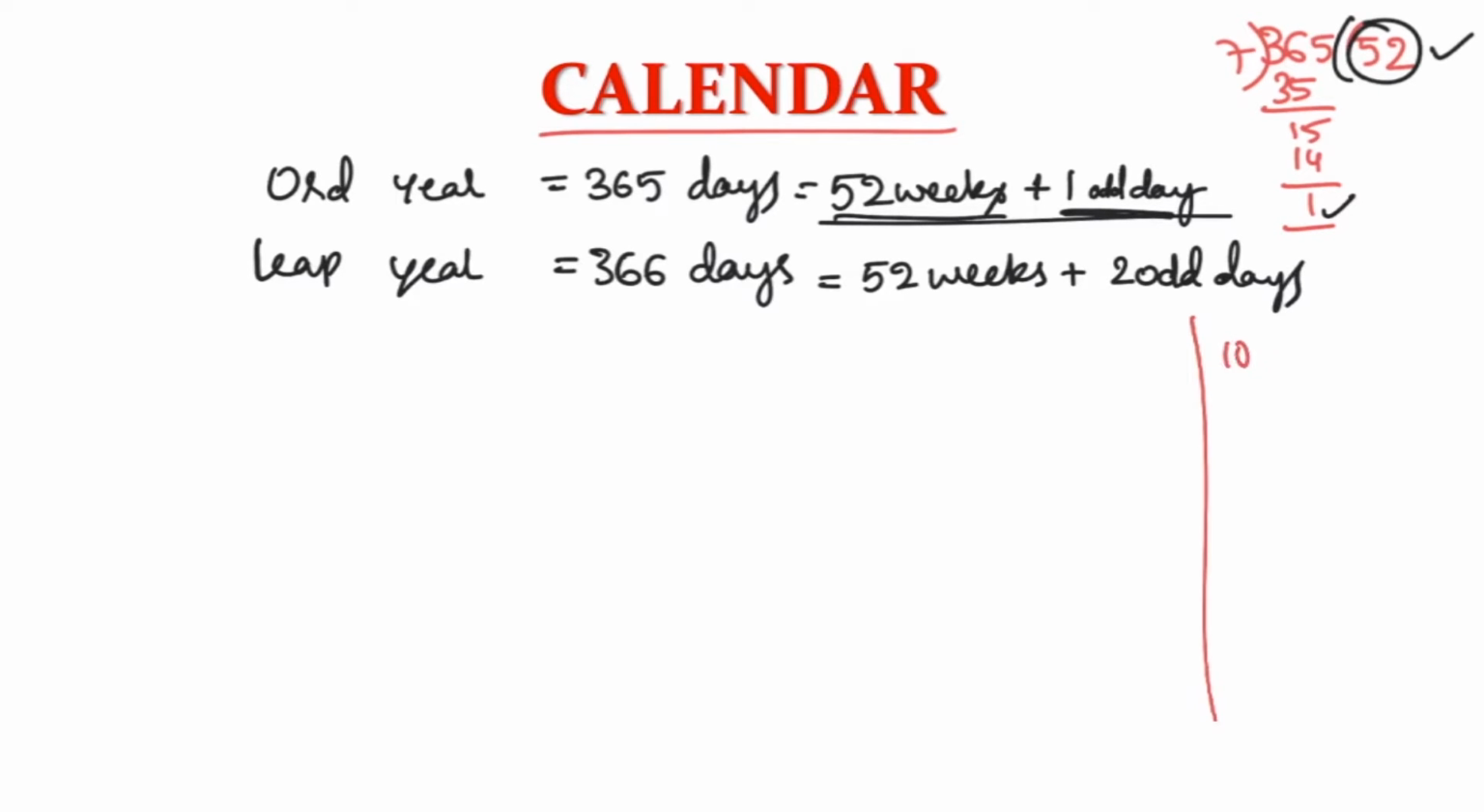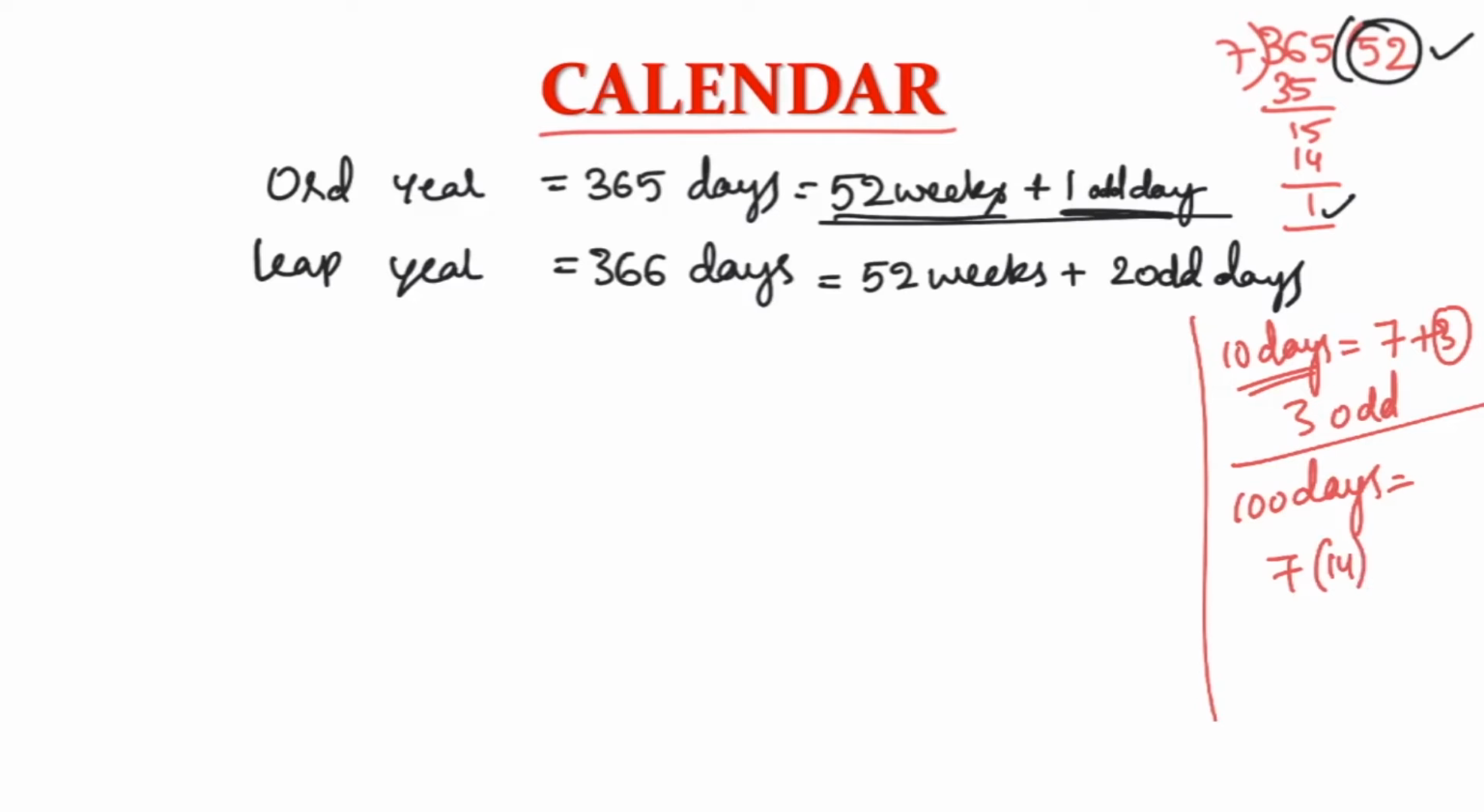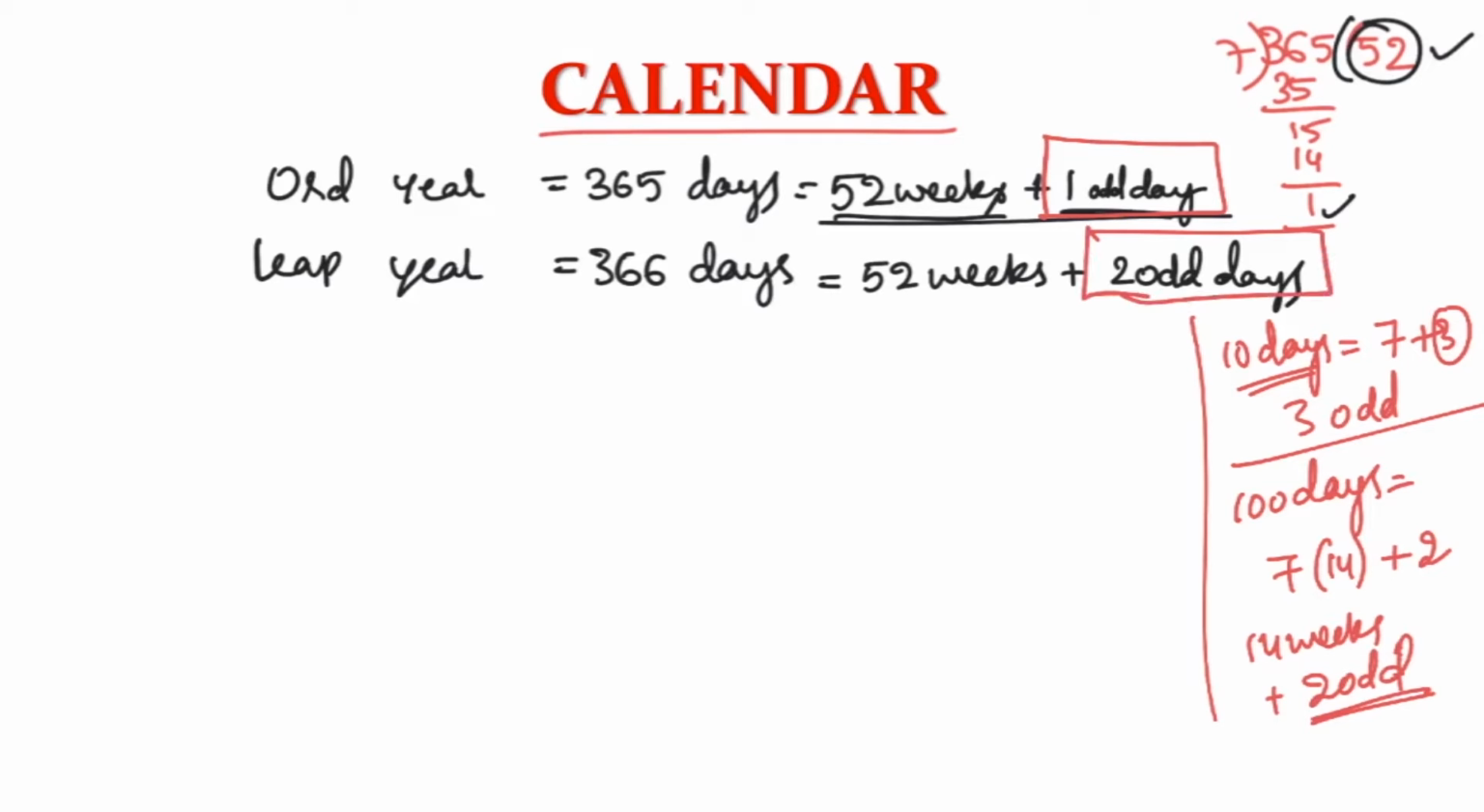See, if there are 10 days, 10 days are equal to 1 week plus 3 days. So 10 days contain 3 odd days. If there are 100 days, 100 days are equal to 7 14 times 98 plus 2. So 100 days are equal to 14 weeks plus 2 odd days. This is how we find the number of odd days. After separating complete weeks, the number of days left are nothing but odd days. So an ordinary year contains 1 odd day. A leap year contains 2 odd days.